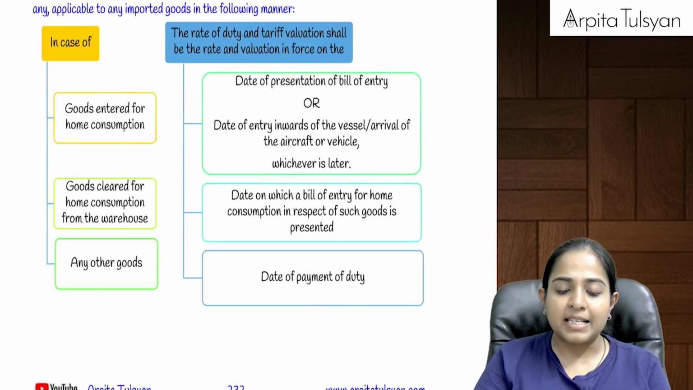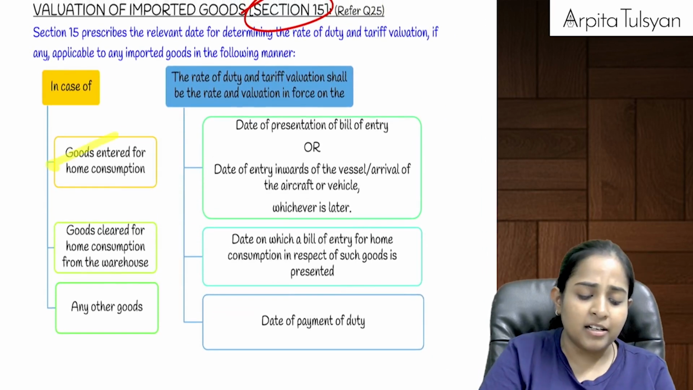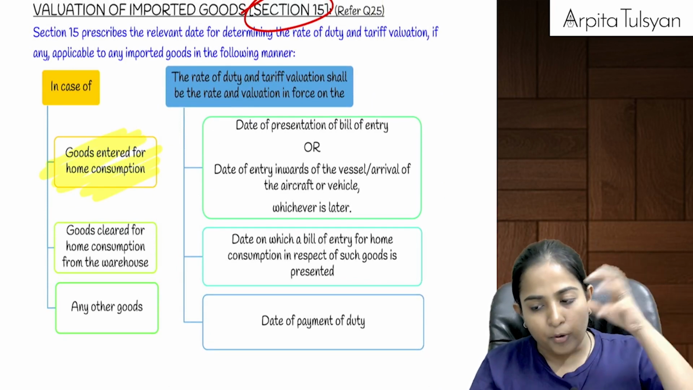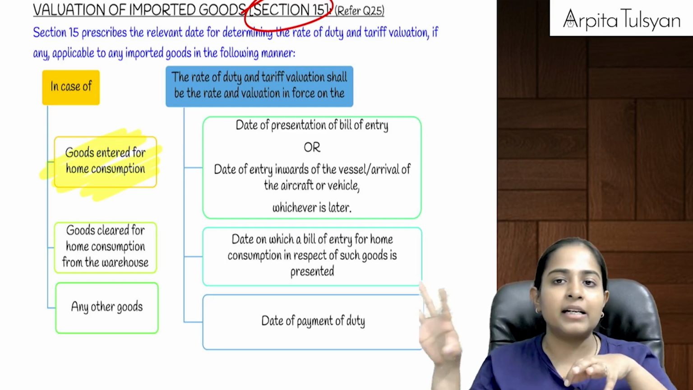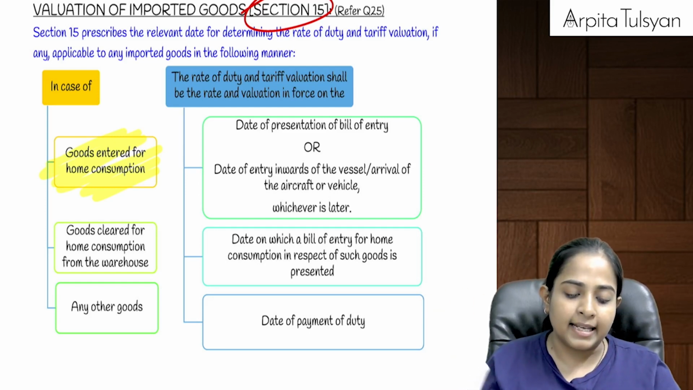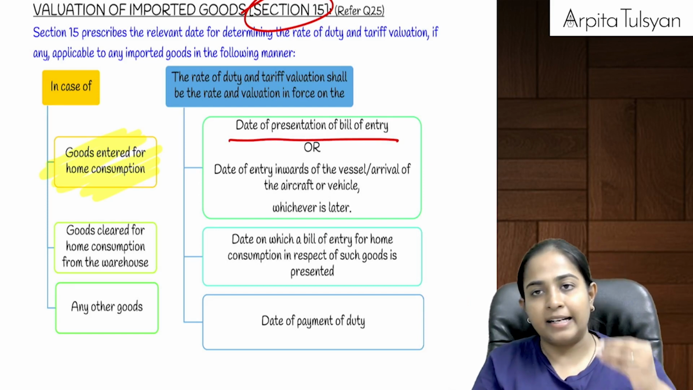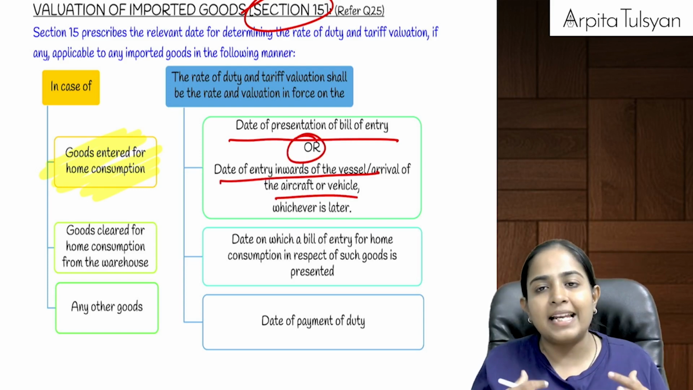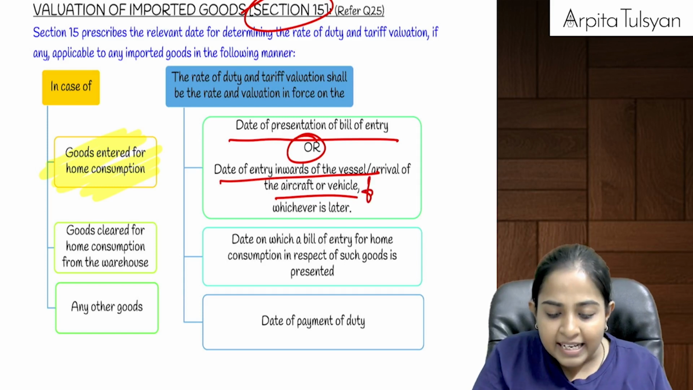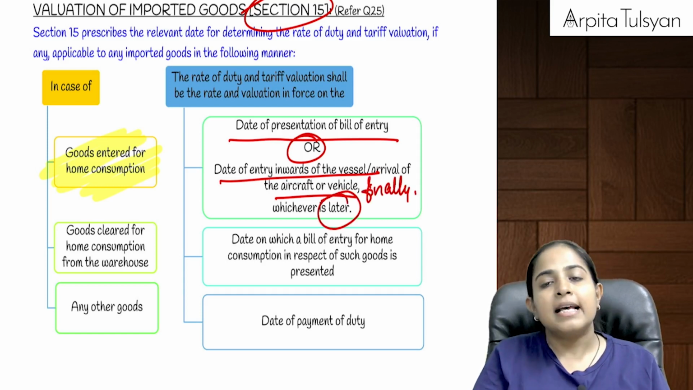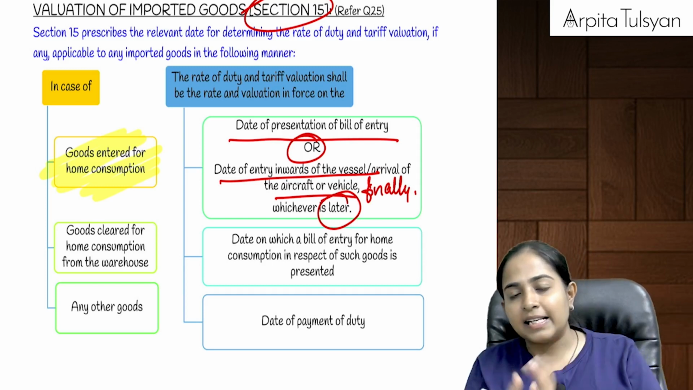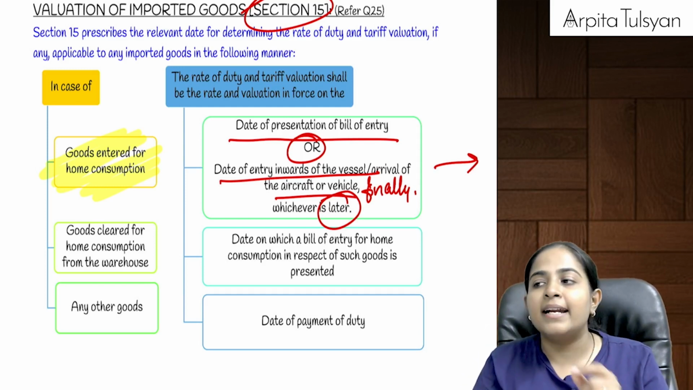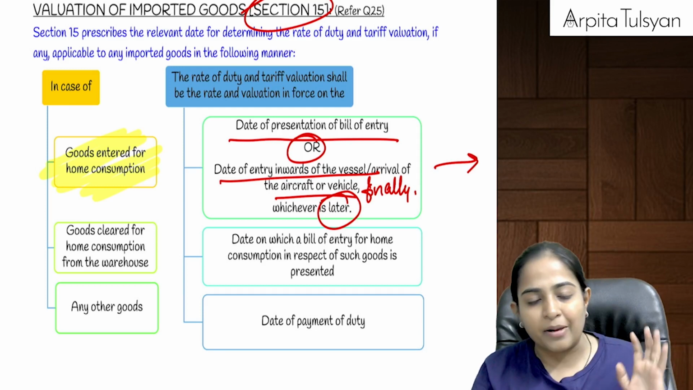So they are telling that when the goods are entered for home consumption, meaning you brought the goods and you're not storing them in the warehouse but directly clearing them for home consumption, then the date of presentation of the bill of entry before the customs authority, or the date when your vehicle, vessel, or aircraft finally came into India, whichever is later, on that date whatever is the rate of customs duty will be applicable for your assessment.